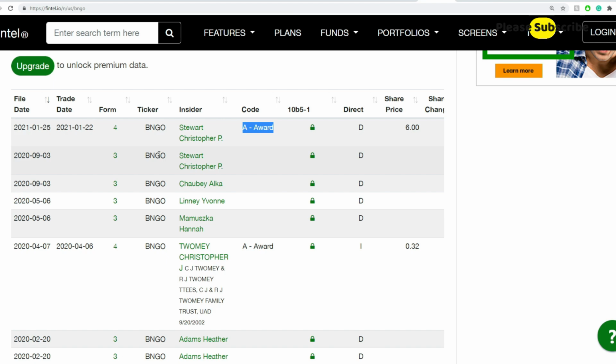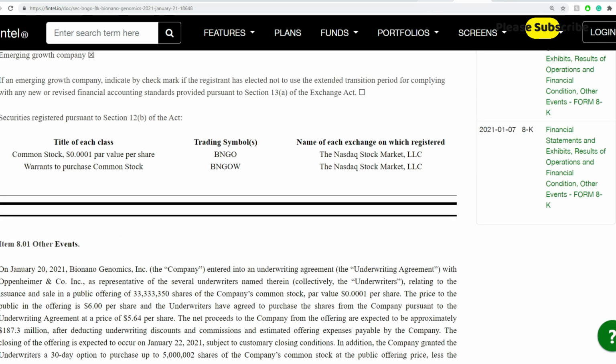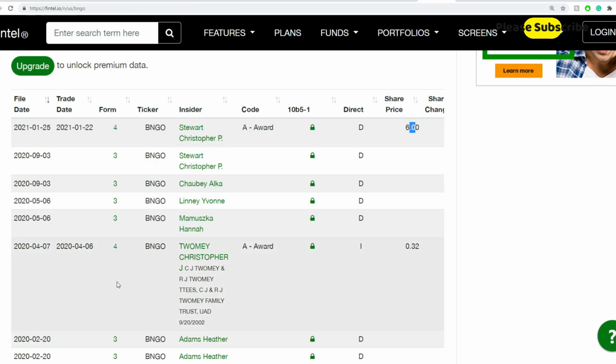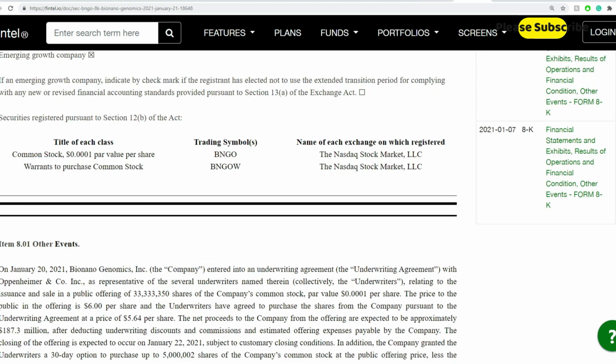Also, Stuart Christopher has been awarded shares at $6 per share. So that is nothing significant there. A bunch of them have been awarded, but only Stuart recently. So there's no selling at least, which is a good thing.